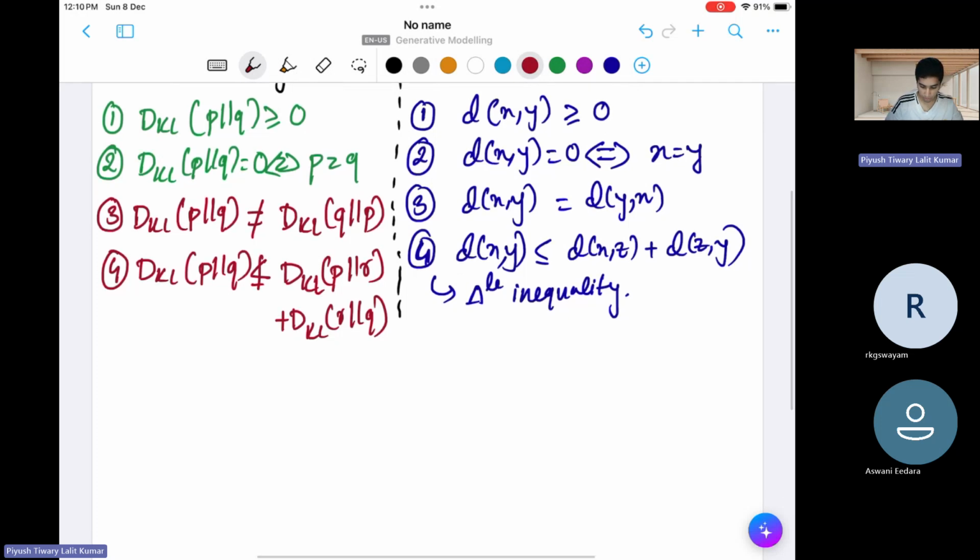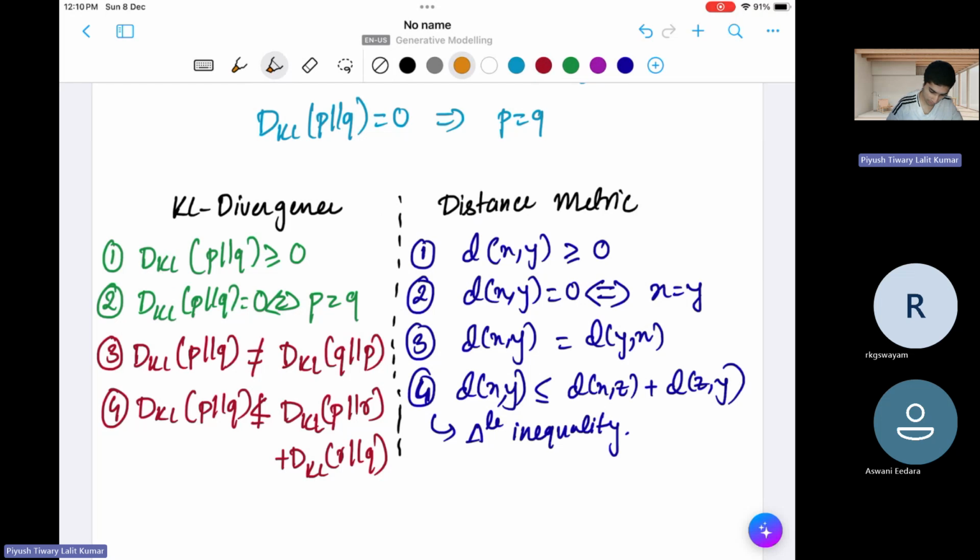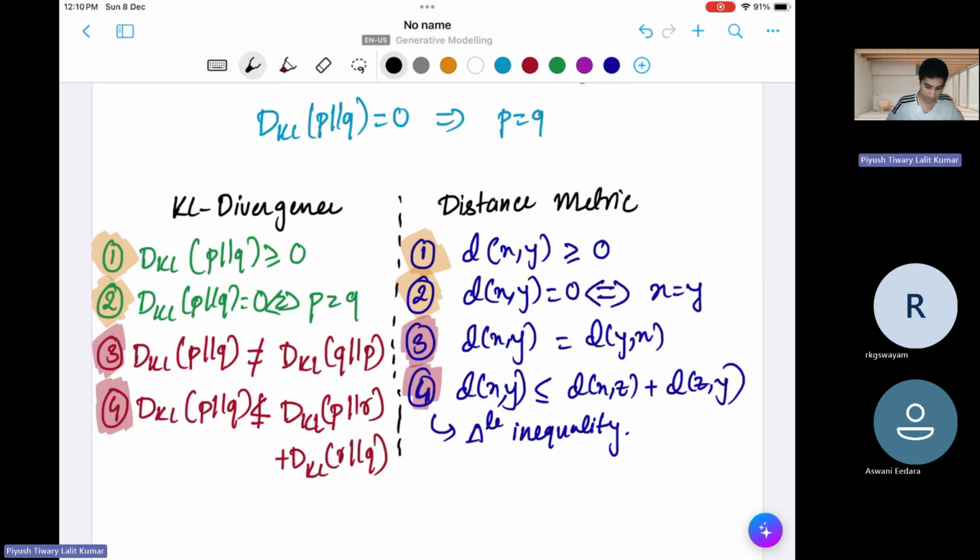So basically what we want to say is that the first property checks out, and the second property also checks out. However, the third property, symmetry, doesn't check out, and the fourth property, the triangle inequality, also doesn't check out. That is why initially I was saying that you can think of KL divergence as a distance between two distributions. However, it is not a distance. That is why we call it KL divergence and not KL distance. There is a reason why we come up with the term divergence and not distance.